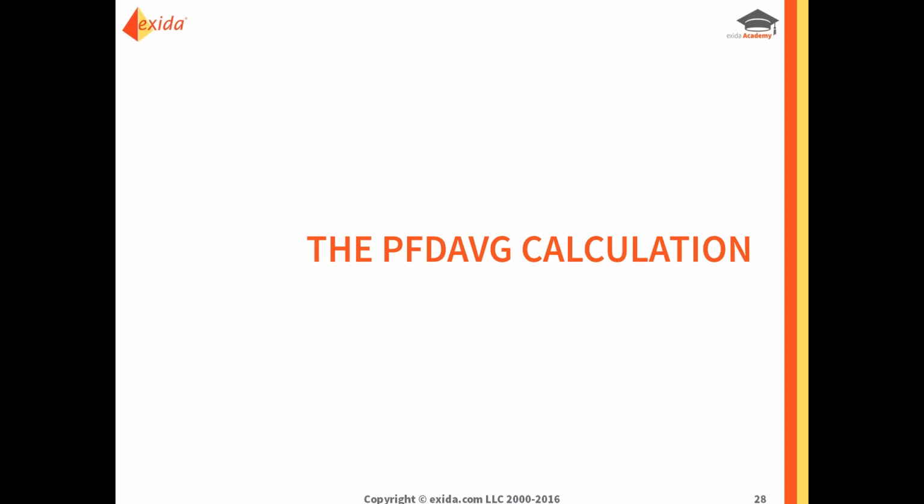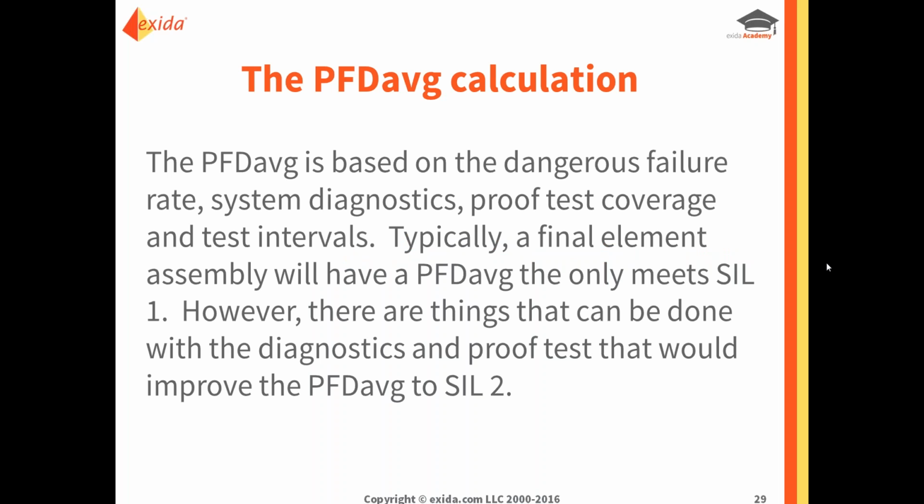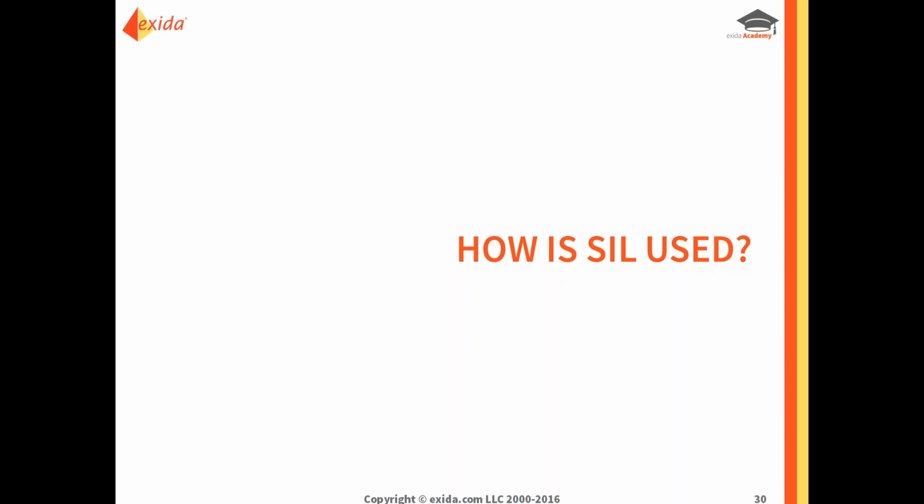So the final portion of that diagram is the PFDavg calculation. And the PFDavg calculation is probability of failure on demand. And it is based on the dangerous failure rate, the system diagnostics, the proof test coverage, the test intervals, the mission time, all of that good stuff. And typically, the final element assemblies will have a PFDavg that will only meet SIL 1, just because they take up such a large chunk of the allowable PFD for the entire system. However, there's things that can be done, such as diagnostics or proof tests or lowering the mission time that can improve your PFD average. I thought I had the calculation there. That comes up later, so we'll talk about that more in a minute.